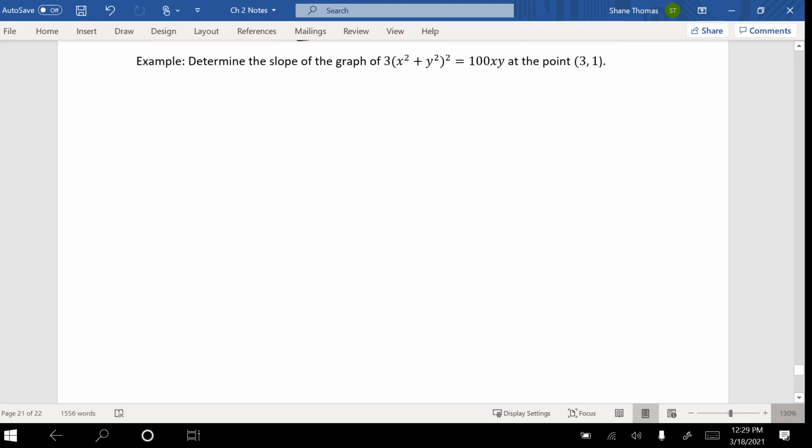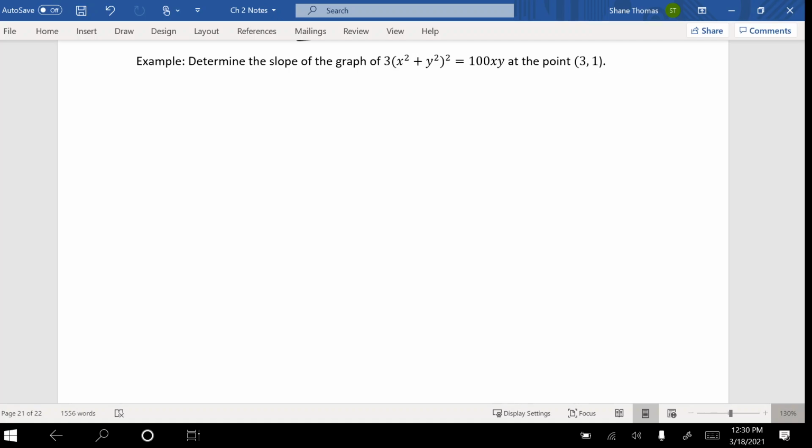Determine the slope of the graph of (3x squared plus y squared) quantity squared equals 100xy at the point (3, 1). All right, so already, if you look at that, you see a chain rule on the left side, don't you? Because we have something in parentheses to a power. And then on the right side, we're looking at product rule, right?